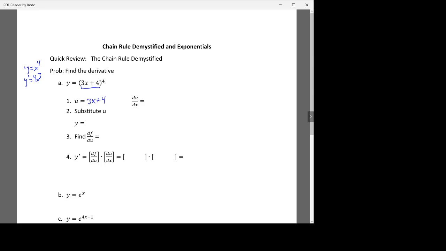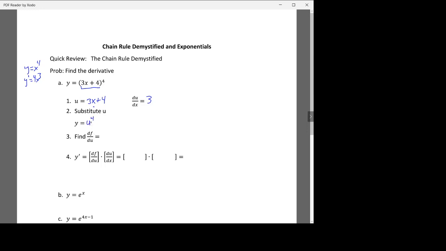And so then we know how to take the derivative of 3x plus 4. It's a line with slope 3, mx plus b. So say the derivative of u with respect to x, right, because it's got an x in there, is 3. And then similarly, from that, we can substitute the u back in the original equation. So where there was 3x plus 4, we put the u. And then it's to the fourth power, so u to the fourth is another way to write that. And now, this says find the derivative of y with respect to u.